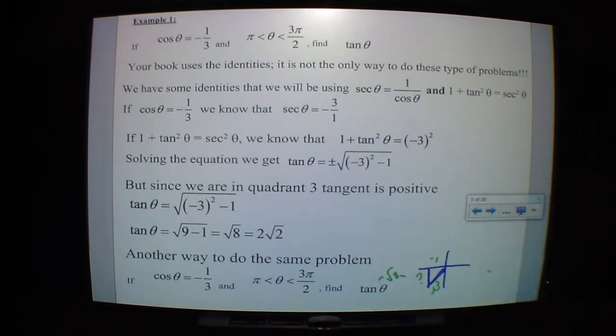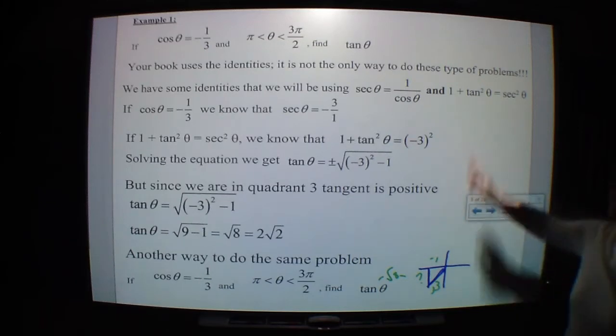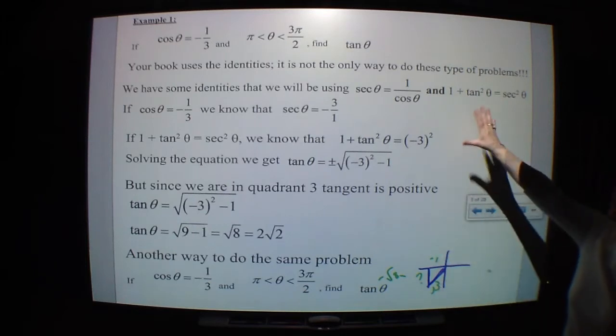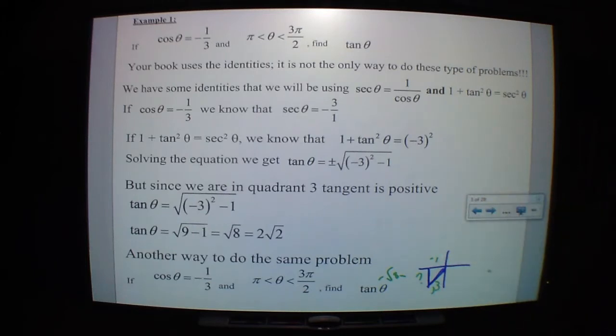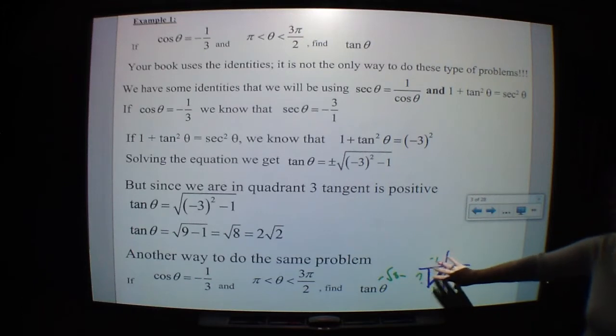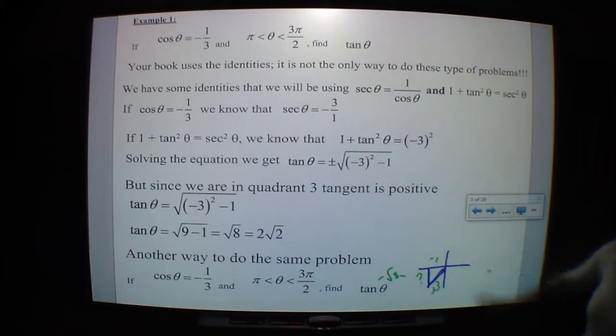Okay? So now tangent is opposite over adjacent, so negative radical 8 over negative 1 is positive radical 8, or 2 radical 2. So either way, I don't care which way you do it, but you will need to do these identities in other problems. But you could also draw it out and do it kind of like we did in the last chapter.